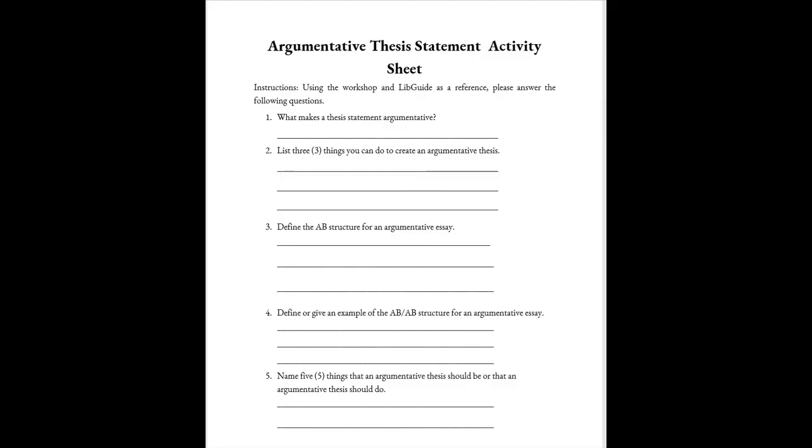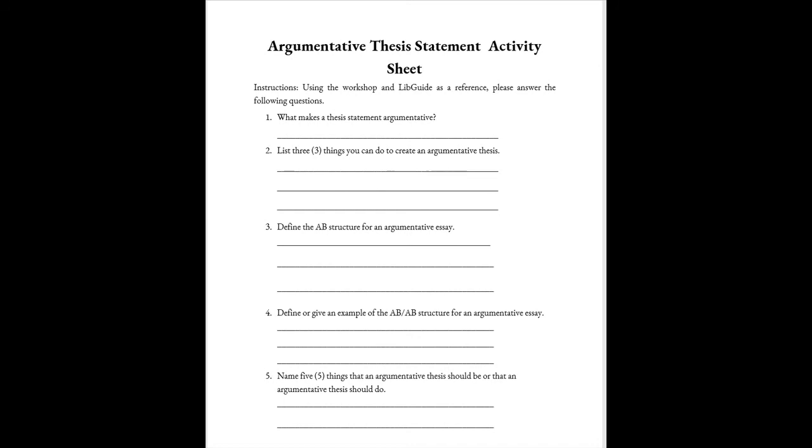Let's try out an activity. What makes a thesis argumentative? Argumentative essays require that the author take a clear, unambiguous stance on a topic where there are two clear sides. List 3 things you can do to create an argumentative thesis. Consider the structure of thesis statements in general, as well as how one's argument should be formed in order to answer this question.